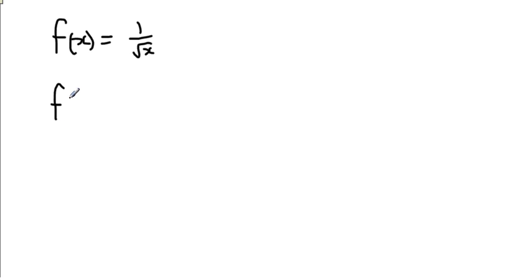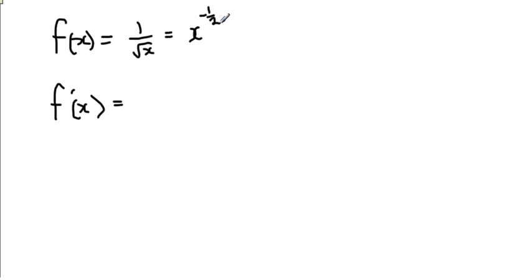So the derivative f prime of x is equal to what? Well, the first thing we do is change the form of this so it's something that we can recognize. So this is equal to x to the negative 1/2. So the square root of x is x to the 1/2, and it's 1 over, so that makes it negative.